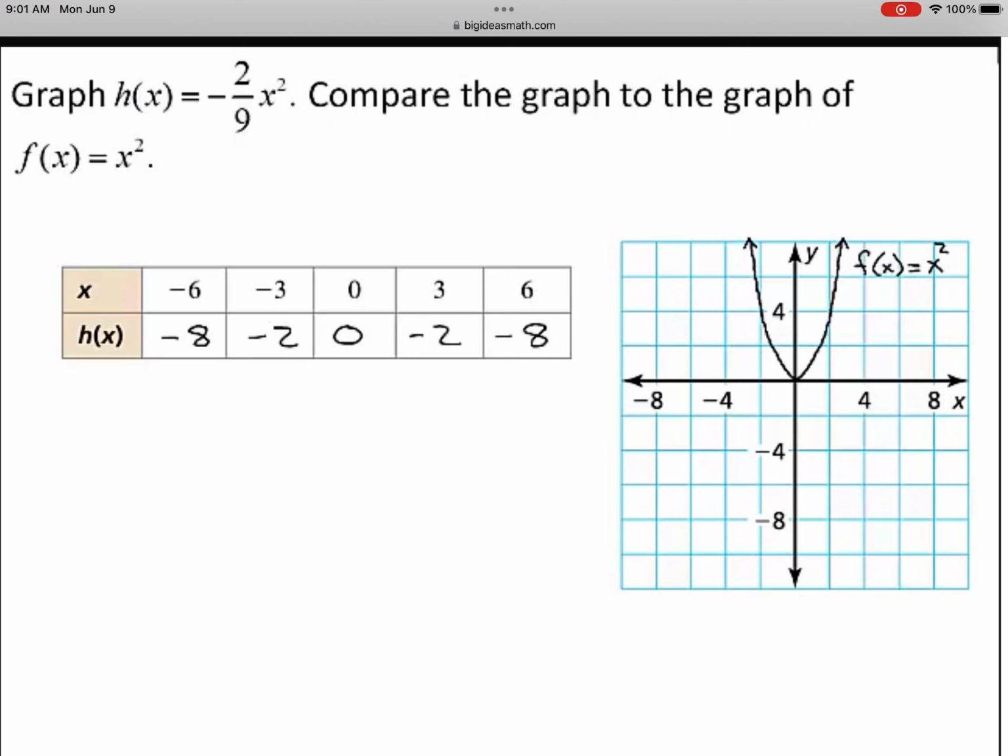Next, plot the ordered pairs (-6, -8), (-3, -2), (0, 0), (3, -2), and (6, -8). Then draw a smooth curve through the points.